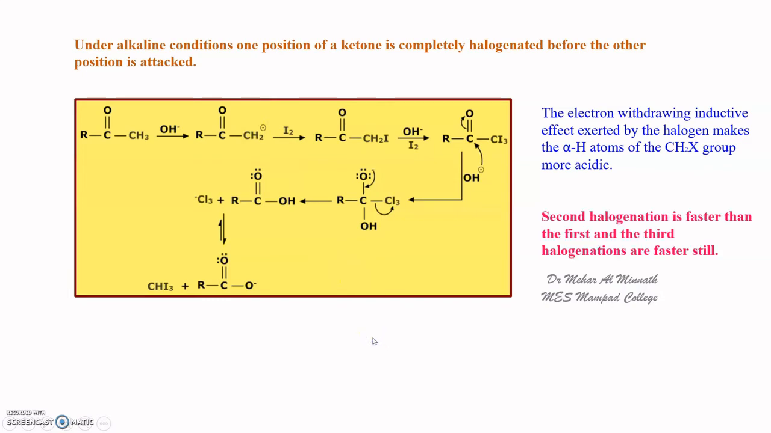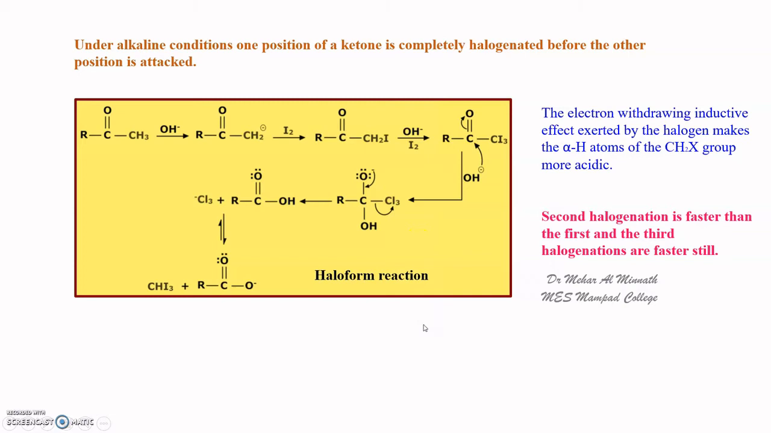Alright, and the second halogenation will be faster than the first halogenation, because for the first halogenation there was only the carbonyl group increasing the acidity of this proton. But in the second halogenation, this iodine group also increases the acidity of this proton. And when you come to the third halogenation, it will be still more acidic. So the third halogenation would be faster.